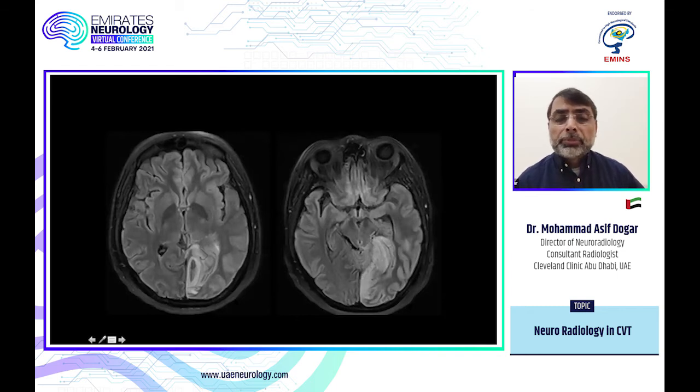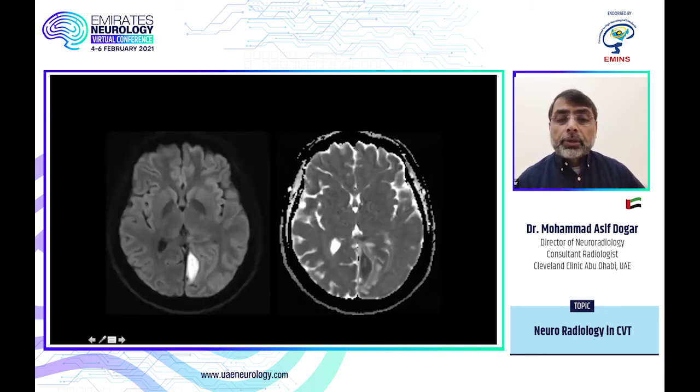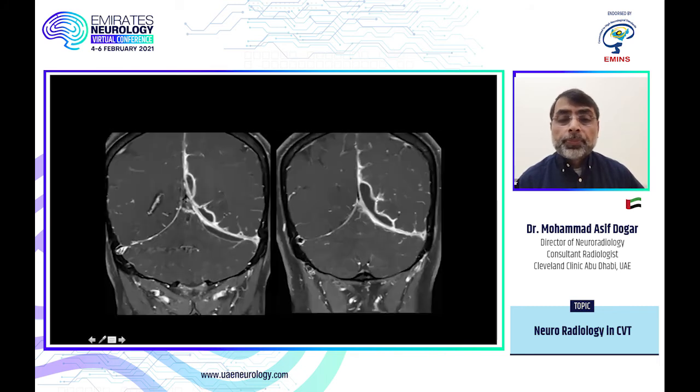Again, you can see the empyema on the FLAIR images, empyema on the diffusion weighted images. It is pus, it has diffusion restriction. Here on the post-contrast images, you can see multiple empyemas. So whenever you have mastoiditis, look at the transverse sinus on the same side.